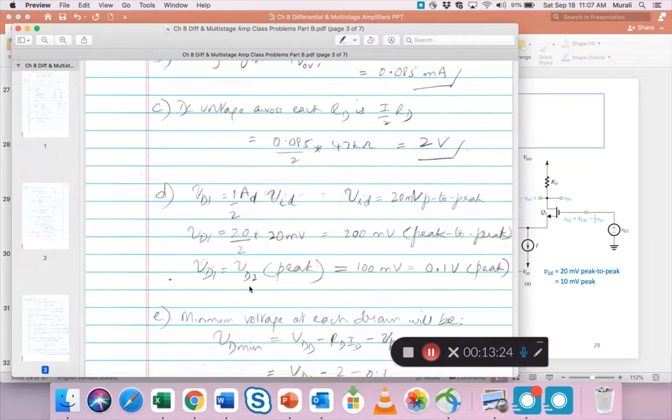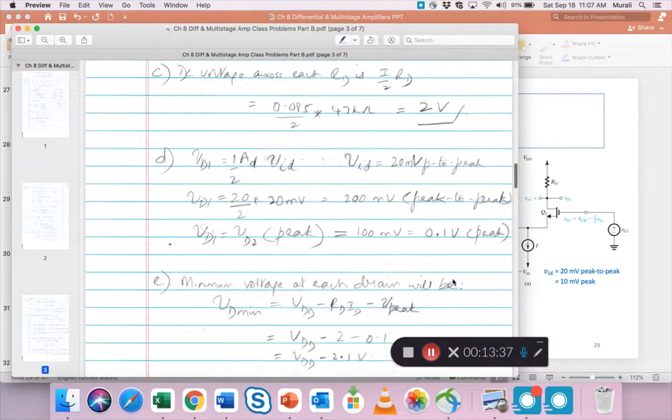VD1 equals VD2 peak is half of this 200, right? Which is 100, which is 0.1 volts peak. That is the single-ended output voltage with an applied input of 20 millivolts peak to peak. So 20 has gone up to 100. So there is a decent amplification.